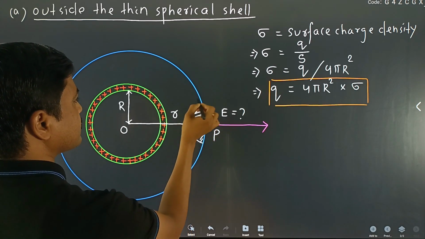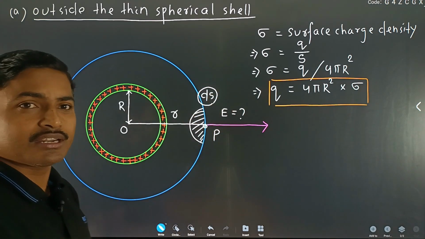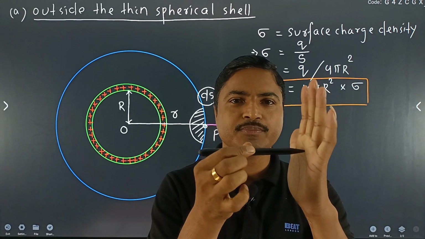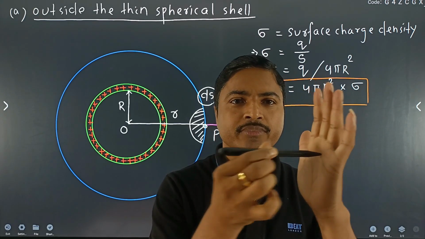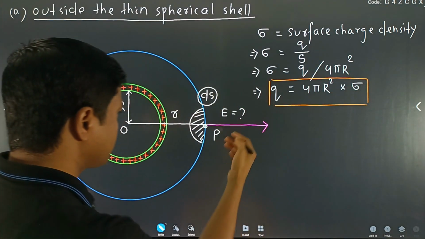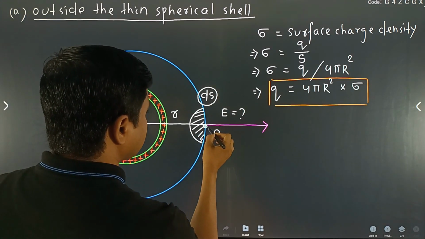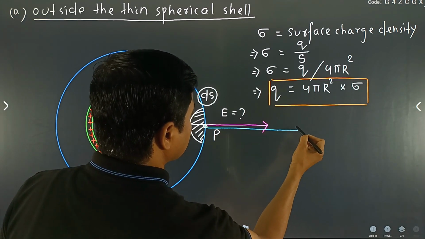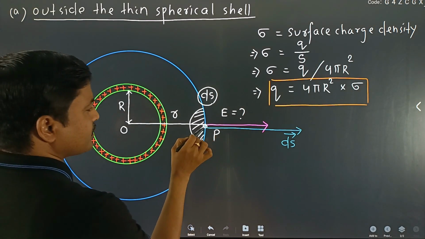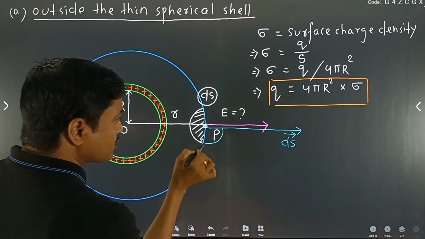And we take a very small surface area. Suppose we write that as ds, and surface area is a scalar quantity. Then what is the surface area vector? You know, the surface area vector is perpendicular or normal to the surface area. This one is the area vector, and here also we draw the area vector. We write that as ds vector. That means ds vector is perpendicular to the surface area.